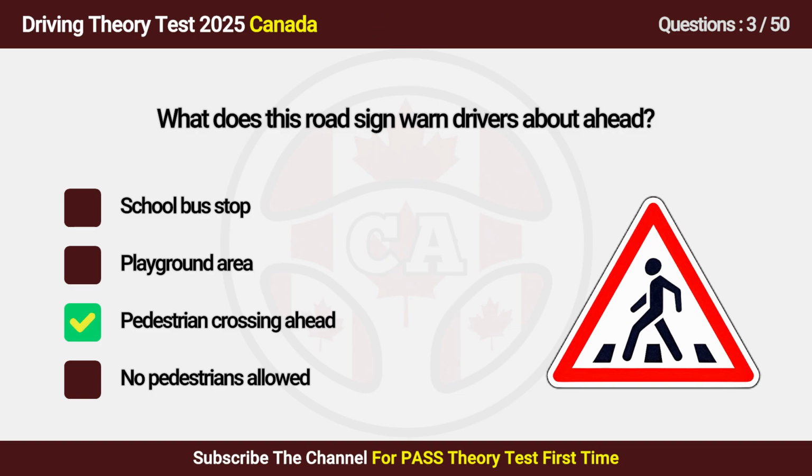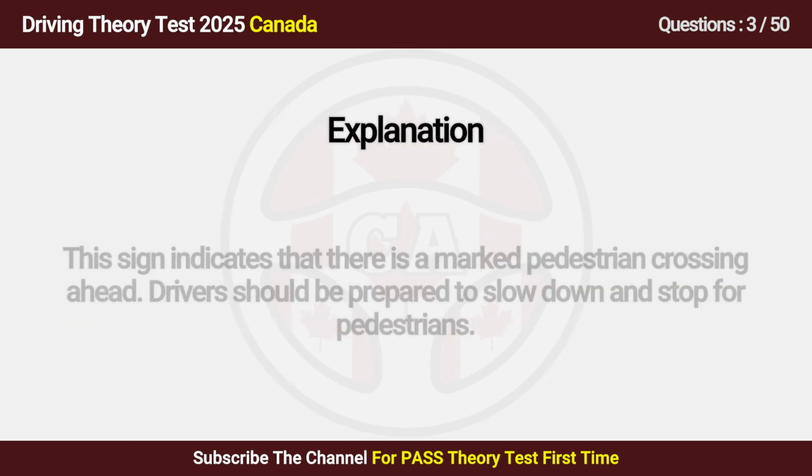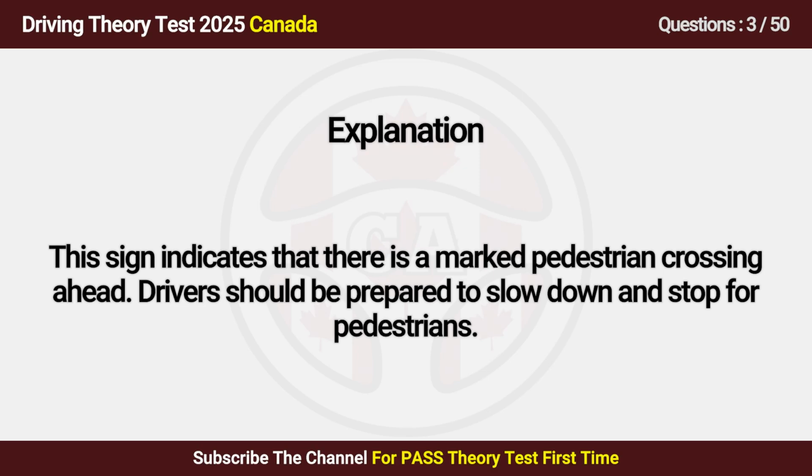Answer is C. Pedestrian crossing ahead. This sign indicates that there is a marked pedestrian crossing ahead. Drivers should be prepared to slow down and stop for pedestrians.